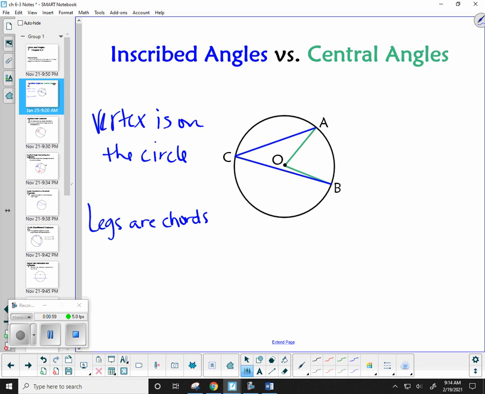With our central angle, the vertex is on the center, and then the legs were radii. So we're focusing on where the vertex is. If it's on the circle, it's called an inscribed angle. Inscribed meaning like inside. Okay? And then if the vertex is on the center, it's called a central angle.